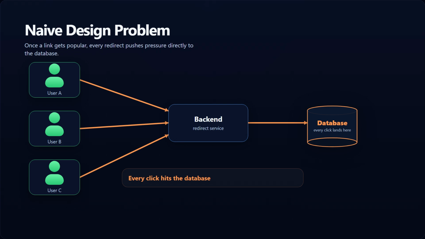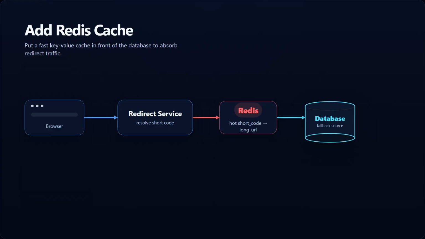And that points us to the first big optimization. This is where Redis starts to make a lot of sense. If the same popular links are being requested again and again, we can put a cache in front of the database and serve those repeated lookups straight from memory. Now the database stops being the default path and becomes the fallback path. And that can make a huge difference for redirect performance.